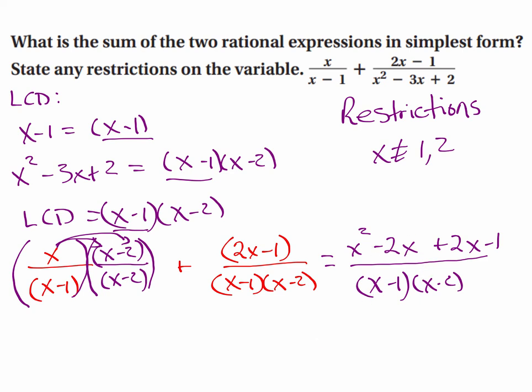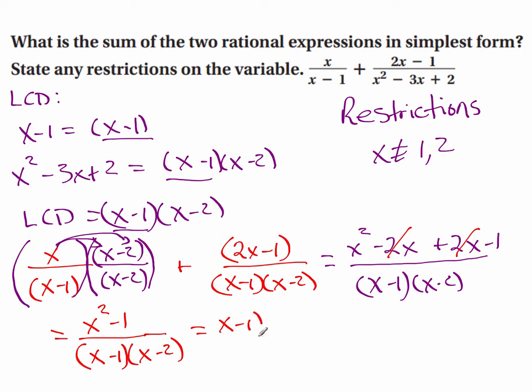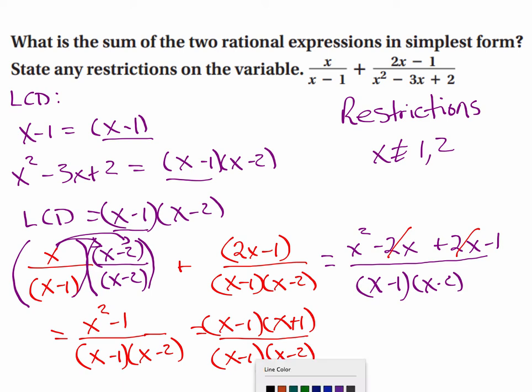Now I'm going to need to do a little bit of algebra here. The minus 2x's add to 0. So this becomes x squared minus 1 divided by x minus 1 times x minus 2. Well, I can factor the numerator into x minus 1 times x plus 1, divided by x minus 1 times x minus 2. Now, lo and behold, the x minus 1's cancel, and I'm left with x plus 1 divided by x minus 2.